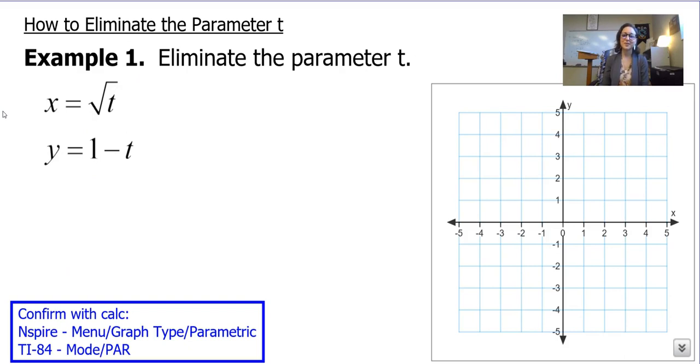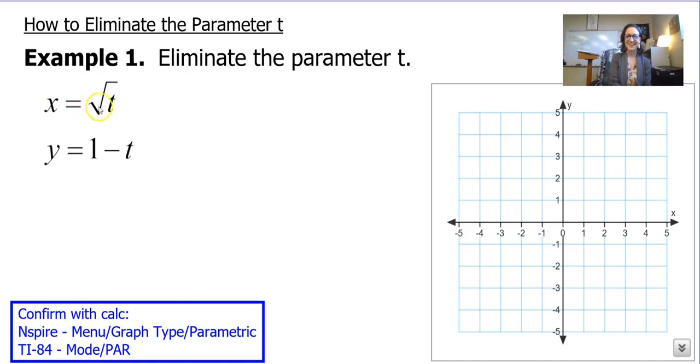We are back. So for example 1, it says eliminate the parameter t. So what we're trying to do is, do we have a parametric equation or a rectangular equation right now? We have a parametric equation, okay? And what we're trying to do is get this down to a rectangular equation that we recognize and that we can graph, okay? So our strategy here is going to be to get t by itself. So solve for t in this first equation.